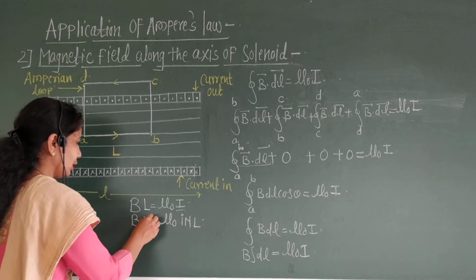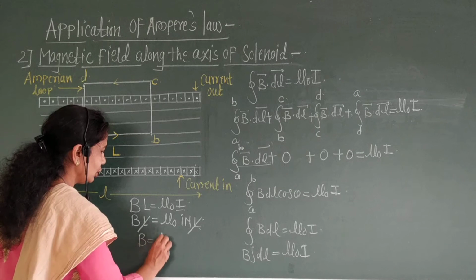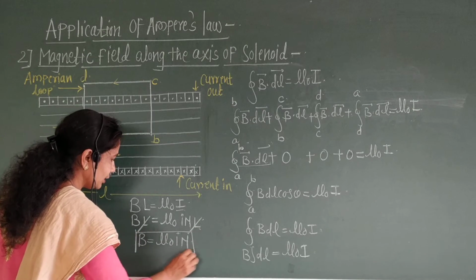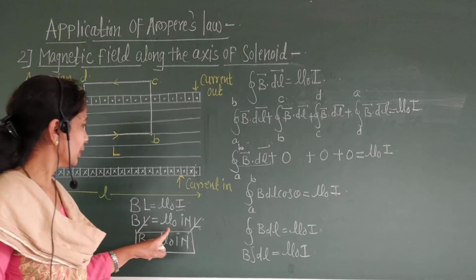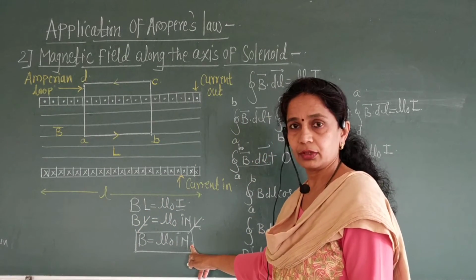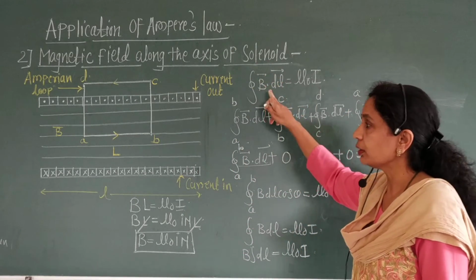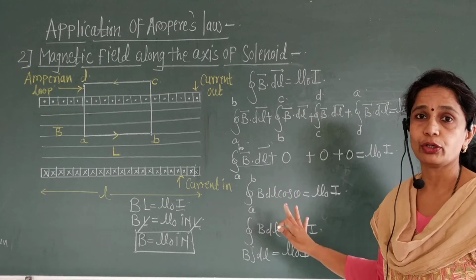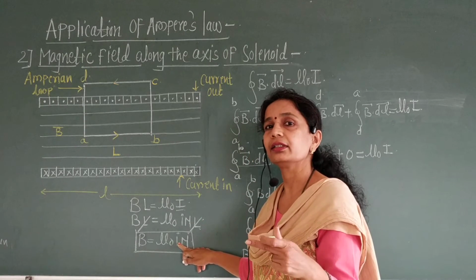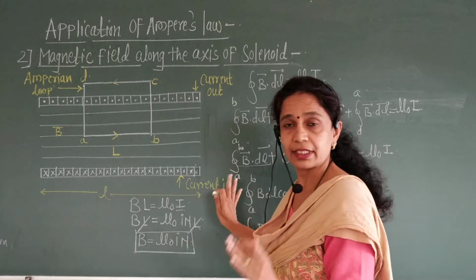Okay. Therefore, this L gets cancelled with this L. Therefore, we get B is equal to mu 0 i N. Okay. Therefore, we get this equation B is equal to mu 0 i N. This is the value of magnetic field along the axis of a solenoid. Where mu 0 is constant, i is the current flowing through the one turn and N is the number of turns. Okay. Therefore, this second application.